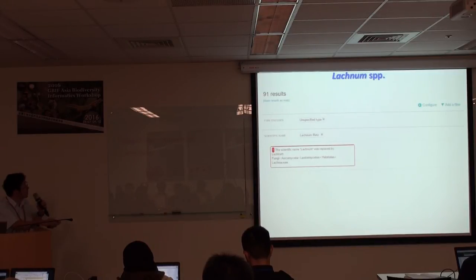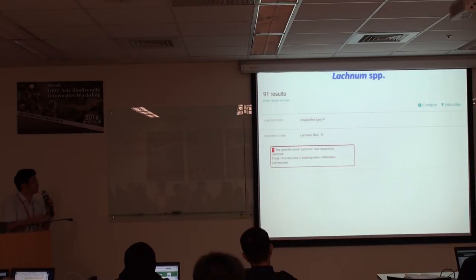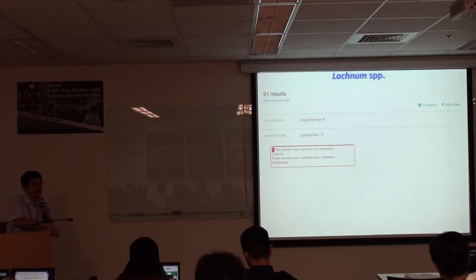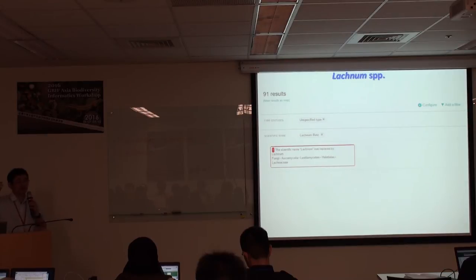So in that case, type status of lacunum and type status unstated, and then it will give you 91 records. However, Roland here tried to check all the type status, and he got a different answer. So what is the difference between these answers? How can we solve the problem? Maybe we can download each of the records and start to compare what's the cause of this problem. That is the first step for the analysis.